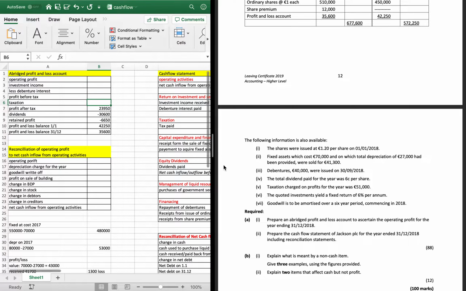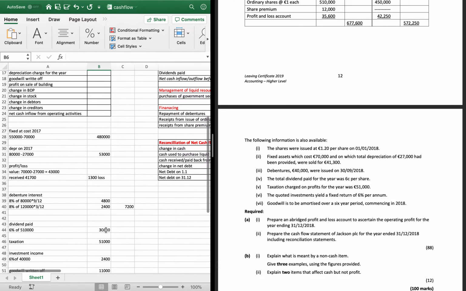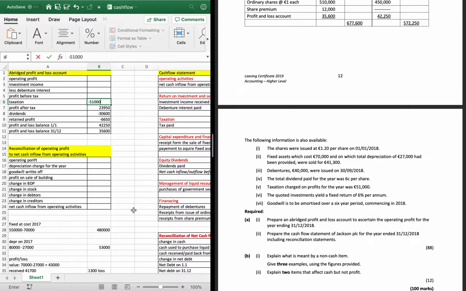The taxation for the year, well, it gives us the taxation for the year as 51,000. I think I probably wrote it down here. Yeah, taxation for the year is 51,000. So I'm going to put in that, and again, it's a minus. So again, some number minus 51,000 is 23,950. So we're just going to add them back on. 23,950 plus the 51,000 gives you 74,950.